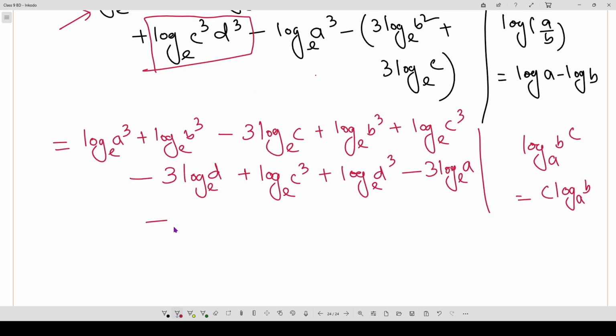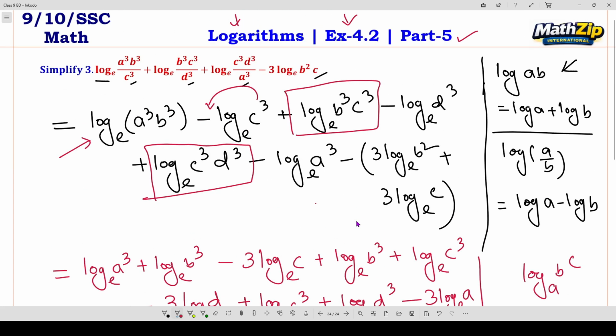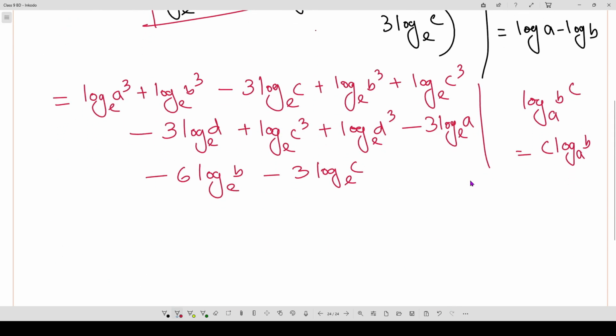Now minus these 2 will multiply with 3, so it means 6 log base e of b. Plus and minus will become minus, then 3 log base e of c. Okay, so long terms in here.